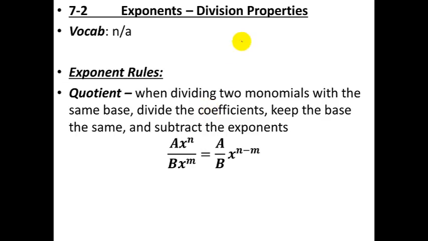Alright, welcome to the next section, the second half of exponent rules. In this one we're going to learn all the division properties. Last section we learned multiplication and powers of powers. Here we're going to learn the division property with negative exponents. So no new vocab, but lots of new exponent rules.